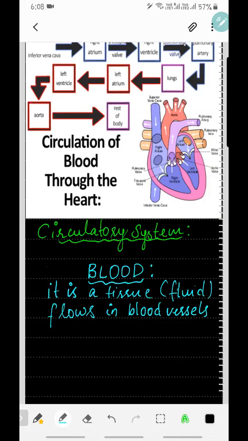Pulmonary means lungs. The connecting point of both blood vessels is the capillary. Yes, the capillary connects artery and vein. What is the work of a valve? A valve is to prevent the backflow.